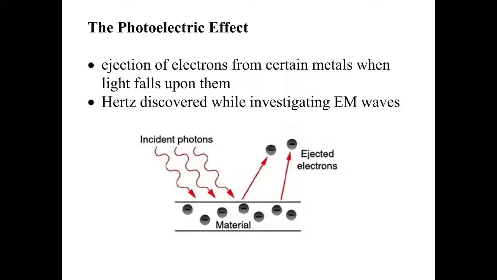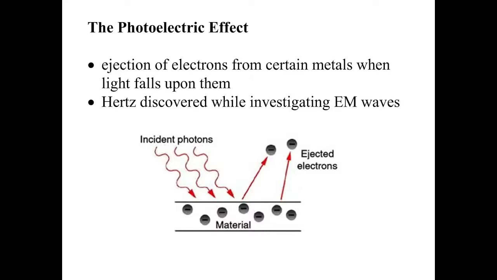Let's talk about the photoelectric effect. So what is that? Well, when light falls upon certain metals, then electrons are ejected. Just think about what I just said there. You take a flashlight, you shine it on metal, and then all of a sudden electrons just start floating out of it.